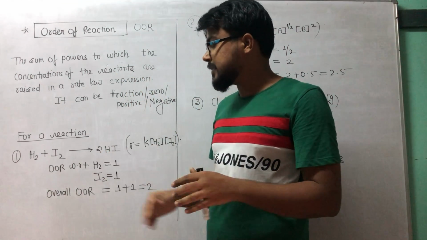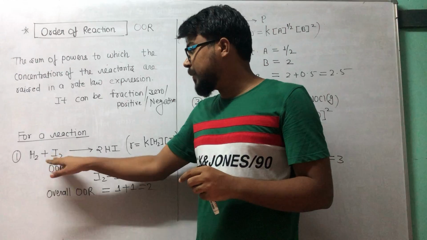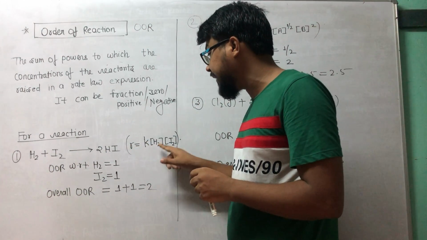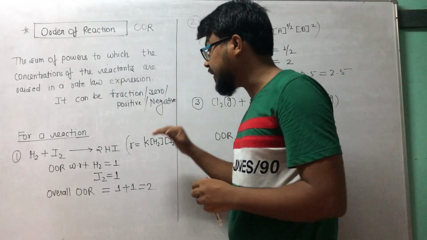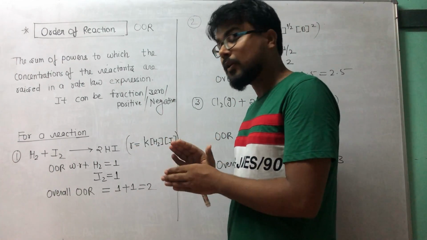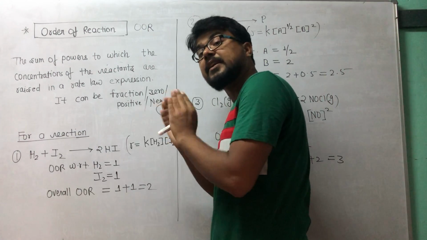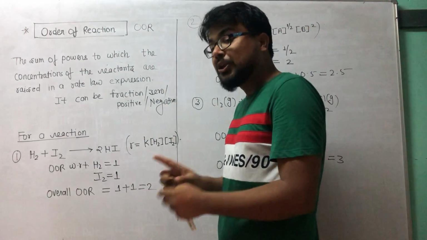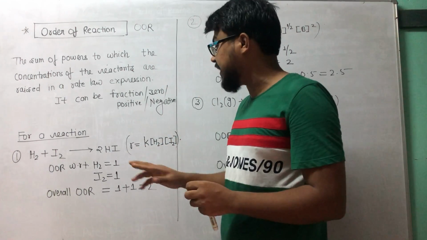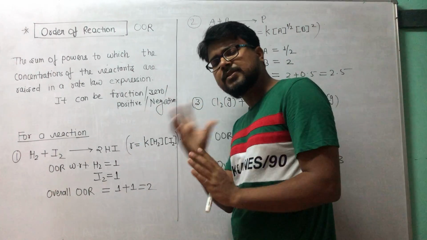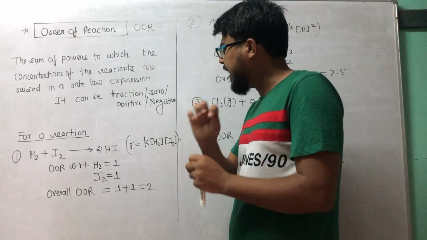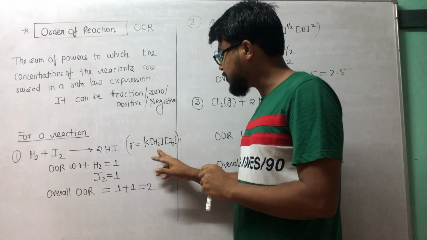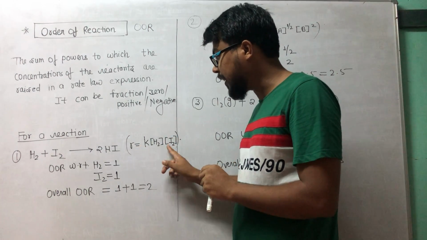See the example for the reaction H2 plus I2 gives 2HI. Rate equals k [H2][I2]. This is the rate law, and it is given by the examiner. It is already mentioned in the example so that you can easily determine the order of reaction. It is a very simple concept. Once you understand, you can solve any kind of problem regarding it.